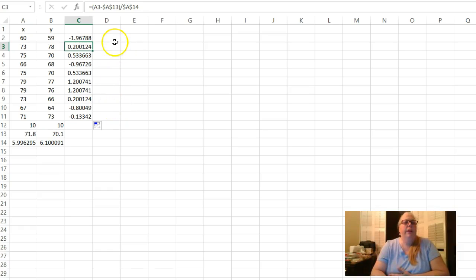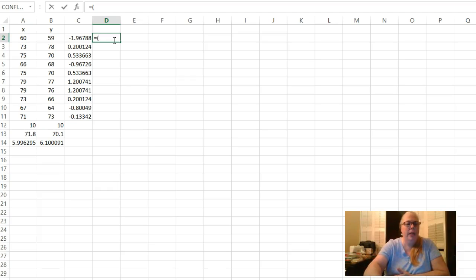Okay. Now, in the next column, I'm going to do the same thing, but I'm going to do it for my y's. So I need to take each of my y values, and in this case, we're looking at cell B2, and I am going to subtract the mean for the y's, and that's located in B13. But I'm going to be subtracting that every time, so we're going to do the dollar signs in here for B13. And then I'm supposed to divide this by the standard deviation for the y's, which is located in B14. And again, I'm going to use dollar signs.